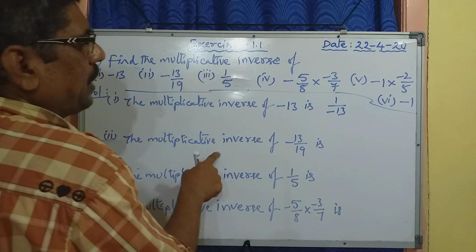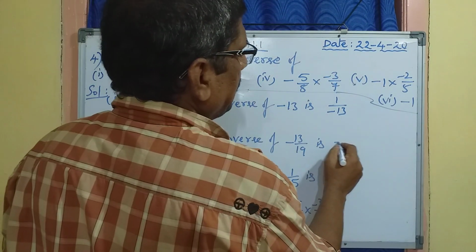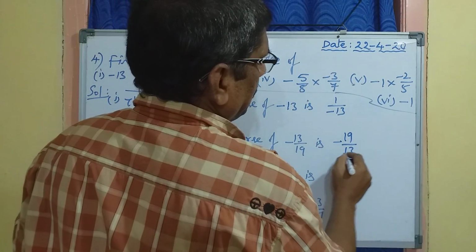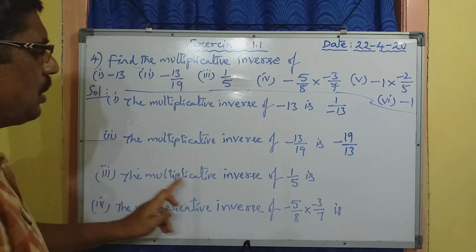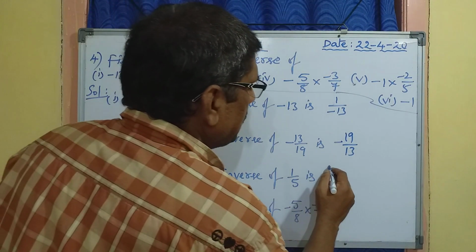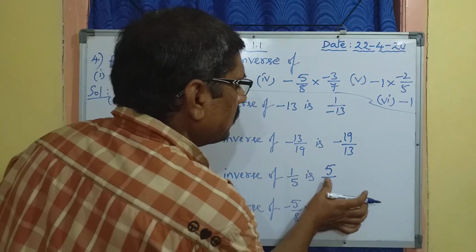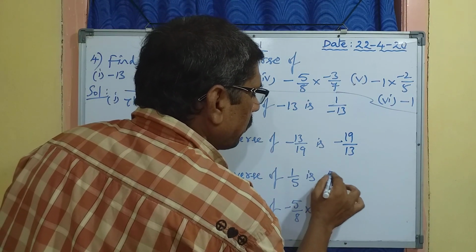Now, the multiplicative inverse of minus 13 by 19 is minus 19 by 13. Just reverse it. And the multiplicative inverse of 1 by 5 is 5 by 1. 5 by 1 means simply we can write it as 5.